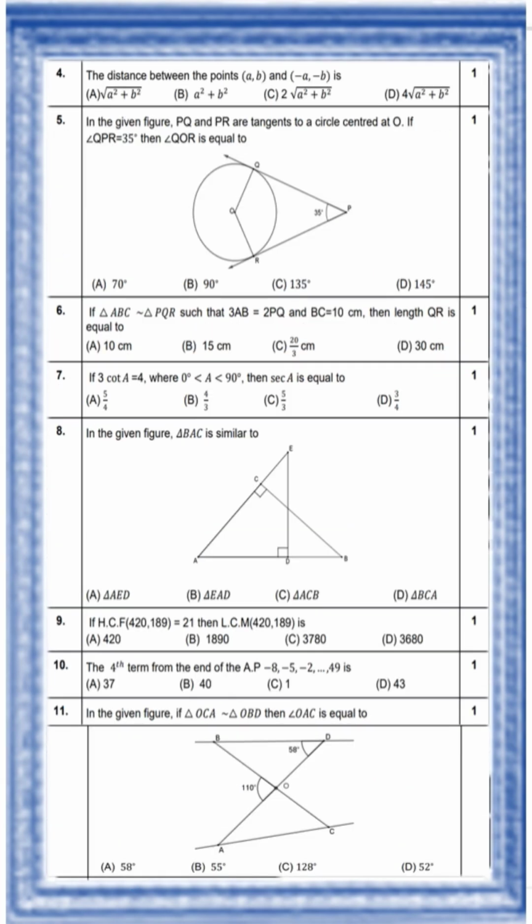The distance between the points (a, b) and (negative a, negative b) is. We know the distance formula. Substitute the values in the distance formula: square root of (a minus negative a, that is 2a, the whole square) plus (b minus negative b, that is 2b, the whole square). Now we get square root of 4a square plus 4b square. 4 is common. If we take it out, it becomes 2 into square root of a square plus b square. Option C is correct.